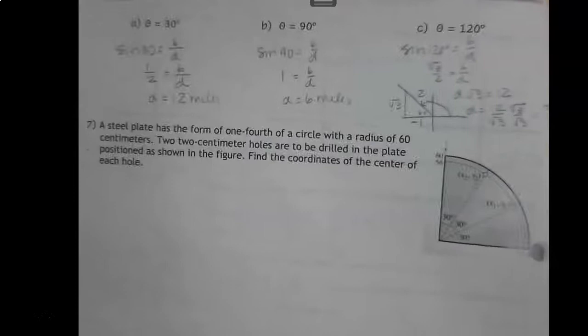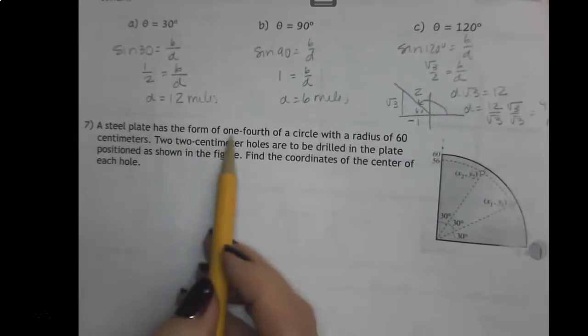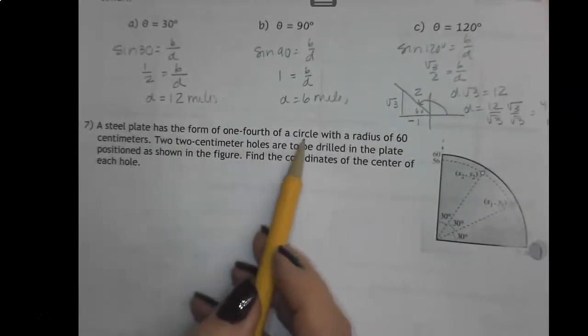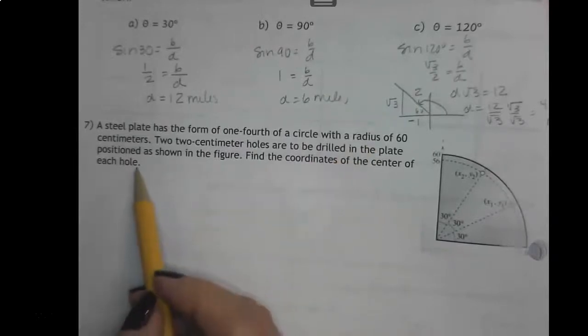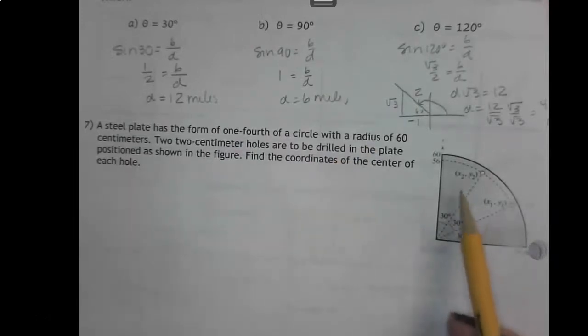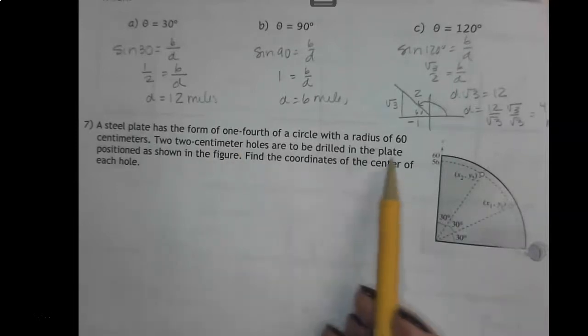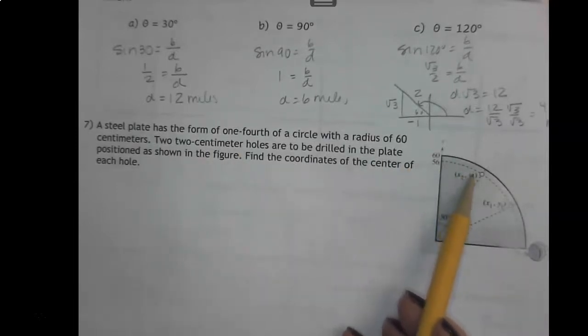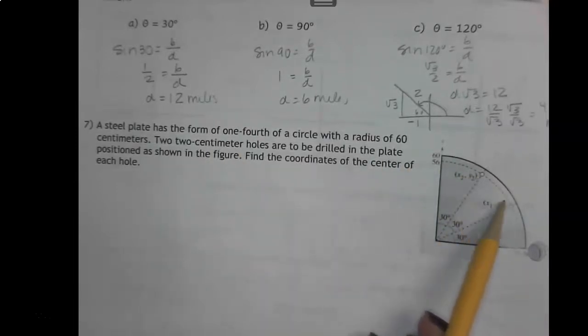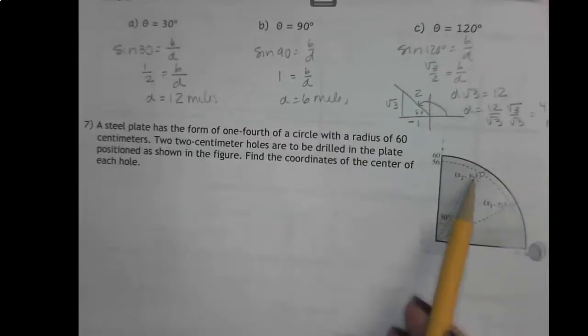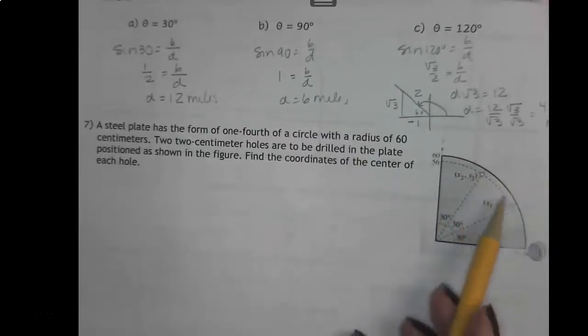Okay, and then I'm going to get you started on this one. It says a steel plate has the form of 1/4 of a circle with a radius of 60 centimeters. So the radius is 60. Okay, two 2-centimeter holes are to be drilled in the plate, shown here. Find the coordinates of the center of each hole. So we're going to find these coordinates.